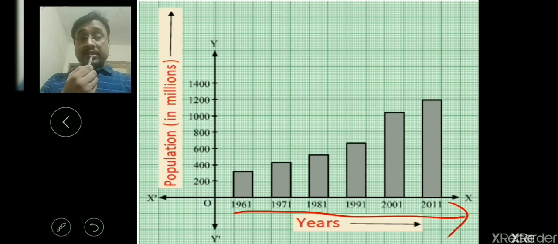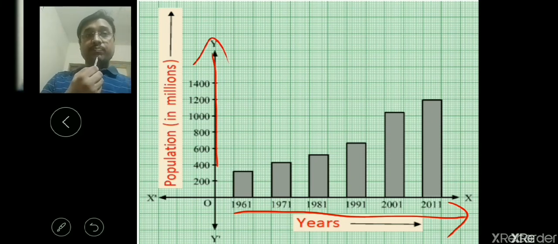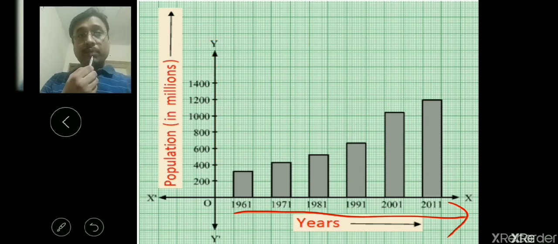Here you see 1961, 1971, 1981, 1991, this way it is showing on the x-axis. Now the y-axis, you see that this line is going along the y-axis here. This is showing the population in millions. That means the y-axis is showing the numerical value of the population, in millions.